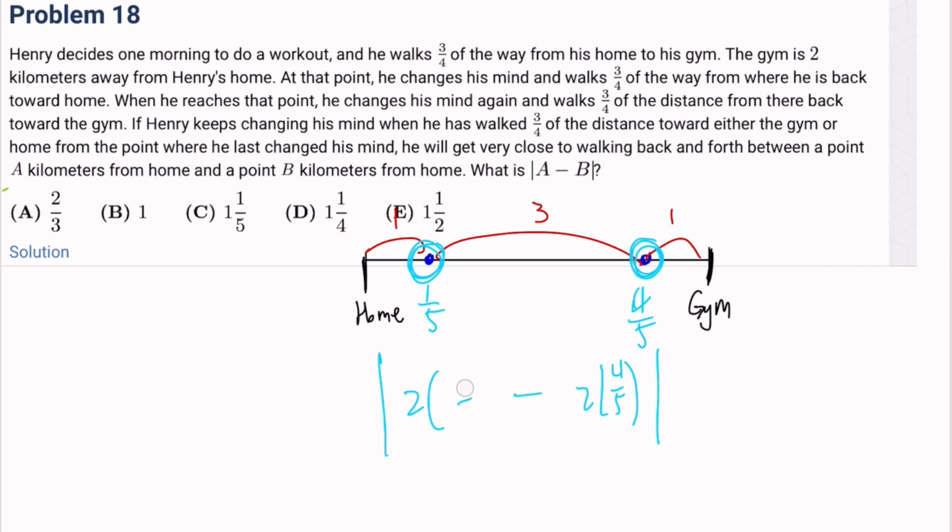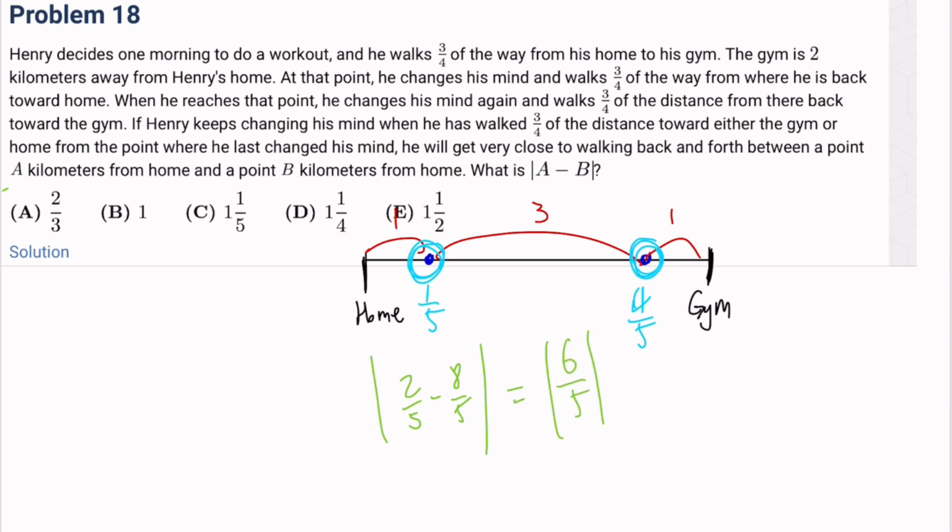So that is equal to 2/5 minus 8/5. And so if we take these away, this will be our answer, which is the absolute value of -6/5, which is 6/5, which is 1 and 1/5. So the answer is C.